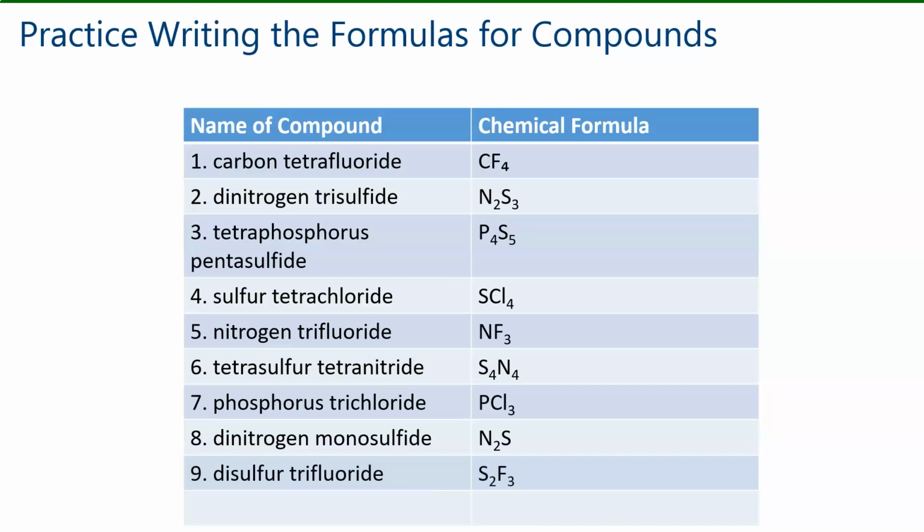Disulfur trifluoride is S2F3, and sulfur hexafluoride is SF6. If you had trouble naming any of these compounds, you can go back to the beginning of the instructional video and rewatch the examples there.